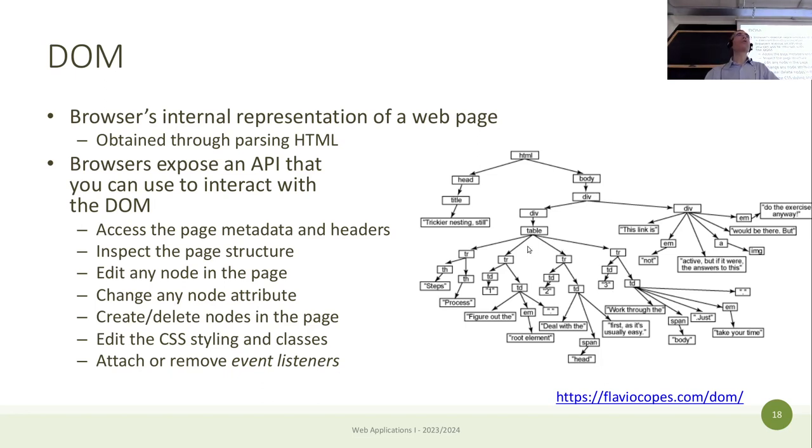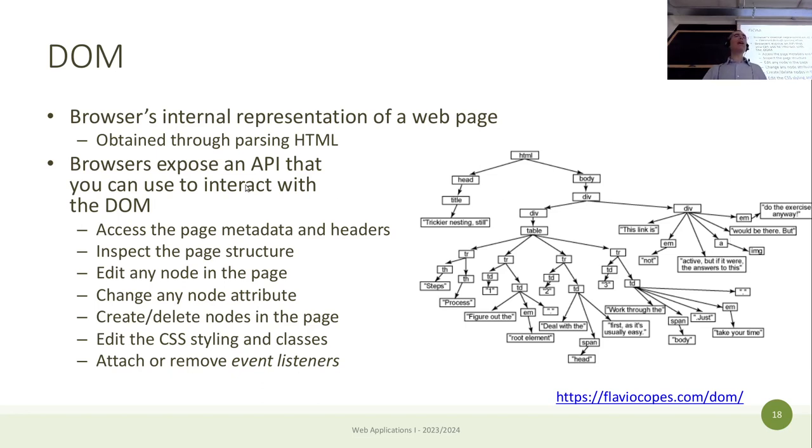So in short, when the browser loads the HTML document, it parses the HTML strings, so less than sign, name of the tag, greater than sign, etc. All the strings that form the HTML, and it creates this tree inside its memory.